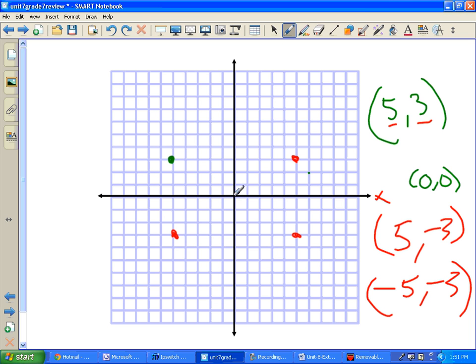And there we go. And let's just see what that point is. So let's check it out. Negative 1, negative 2, negative 3, negative 4, negative 5. So it's negative 5 over, and then positive 1, positive 2, positive 3, up. And there's our final point.